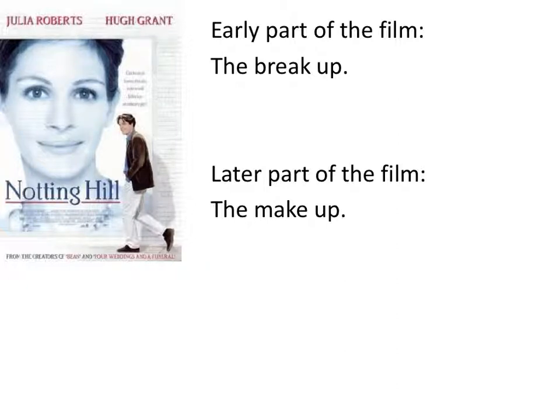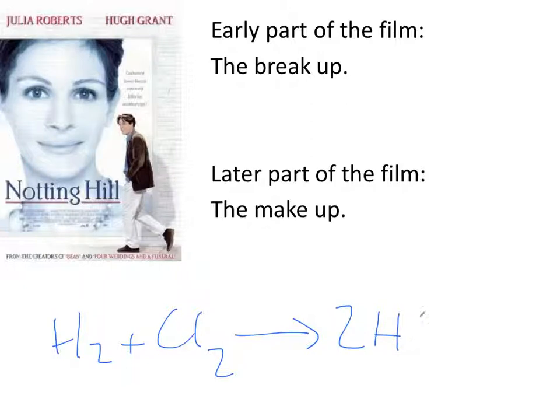Let's imagine we are reacting hydrogen and chlorine to form two lots of hydrogen chloride. At the start we have a hydrogen molecule and a chlorine molecule, and very upsetting, the molecules break up. In order to break the bonds we have to pull the atoms in the molecule apart, and this takes energy, so we have to put energy into the reaction.